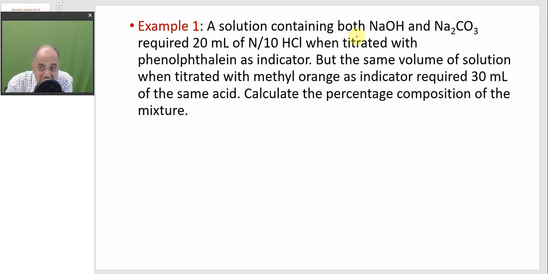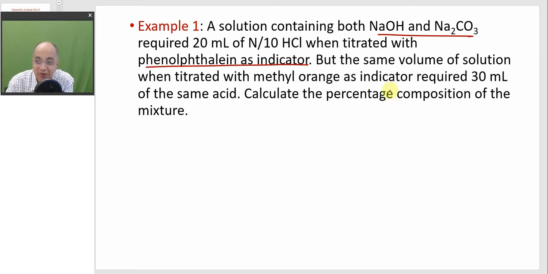A solution containing both sodium hydroxide and sodium carbonate required 20 ml of N by 10 HCl when titrated with phenolphthalein as indicator. But the same volume of solution when titrated with methyl orange as indicator required 30 ml of the same acid. Calculate the percentage composition of the mixture. Now, what do you think? Is it a double titration or single titration?